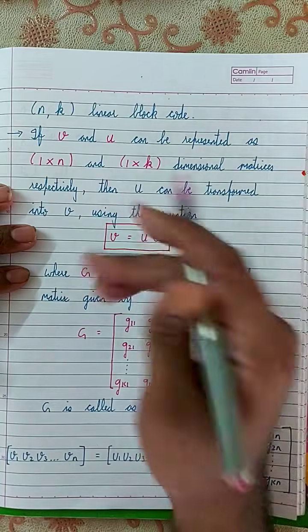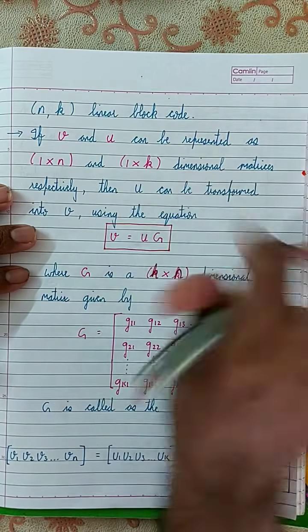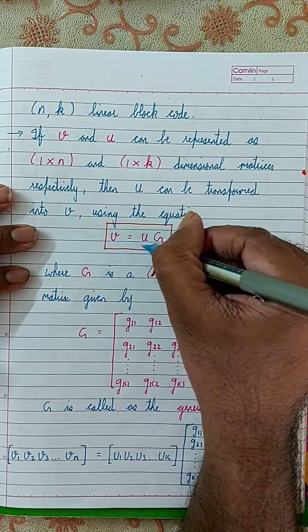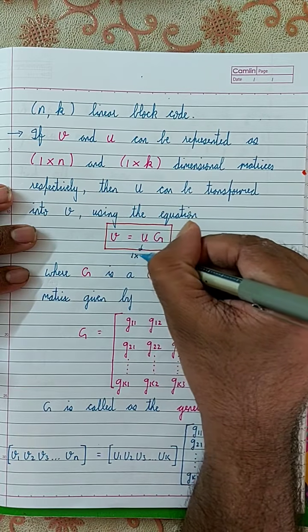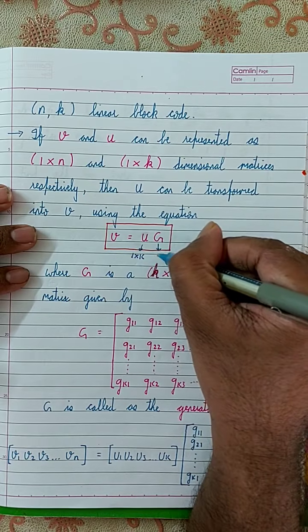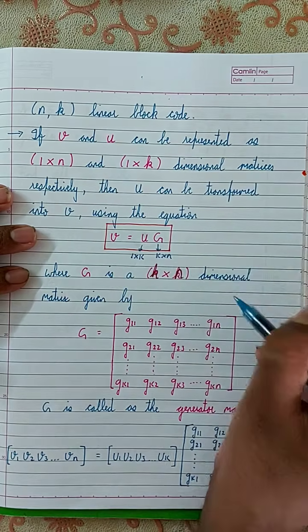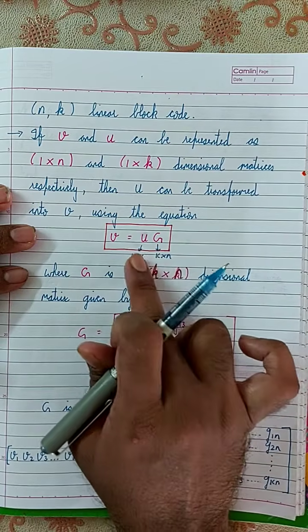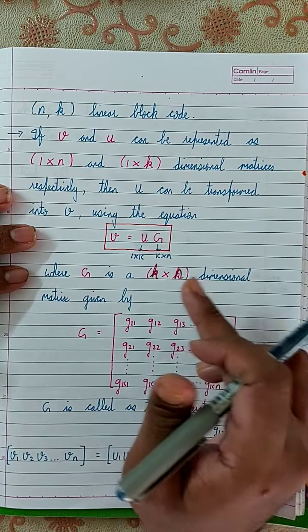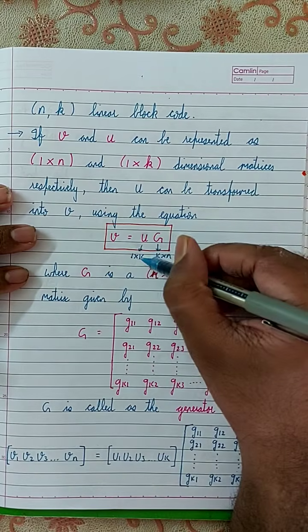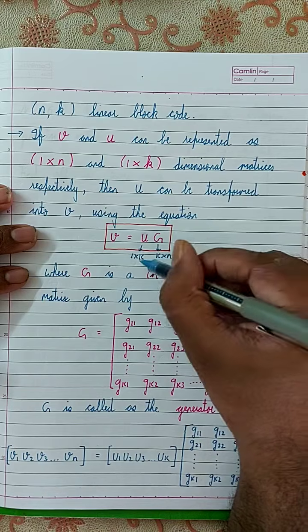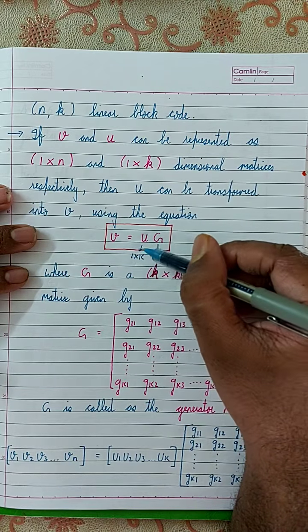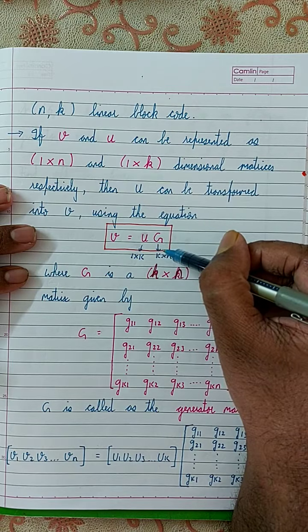Because we all know about matrix multiplication, right? That means if this is 1 by k and this is k by n, and we multiply those two matrices, as you have studied in school, then the two inner values must be the same. That is, the columns of one matrix should equal the number of rows of the second matrix.